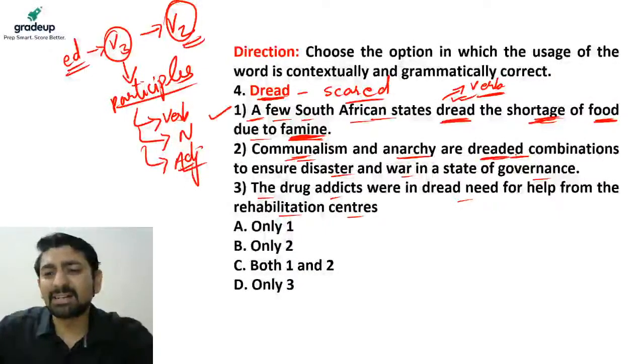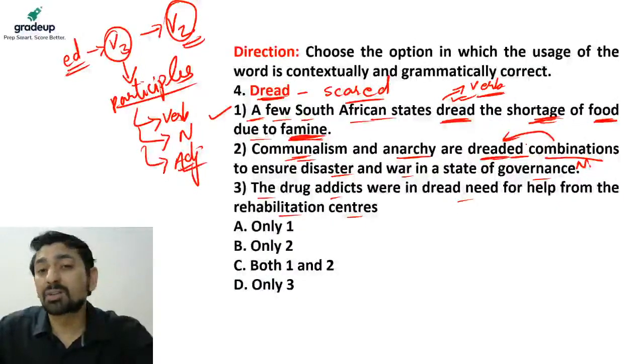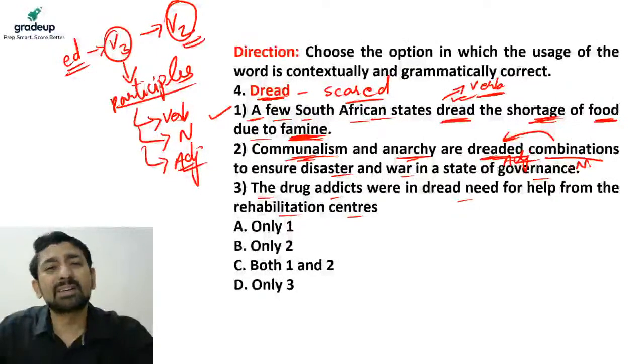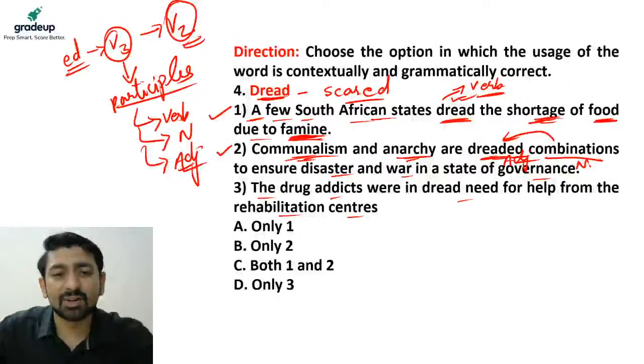So in the second sentence, it is giving you information about combinations. What kind of combinations? Dreaded combinations. Okay, combinations that actually are the cause of fear among people. So communalism and anarchy are dreaded combinations. Here dreaded is being used as an adjective. So dreaded is absolutely right. Second sentence is also correct.